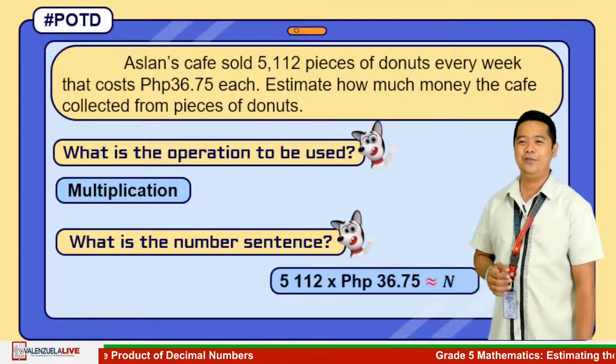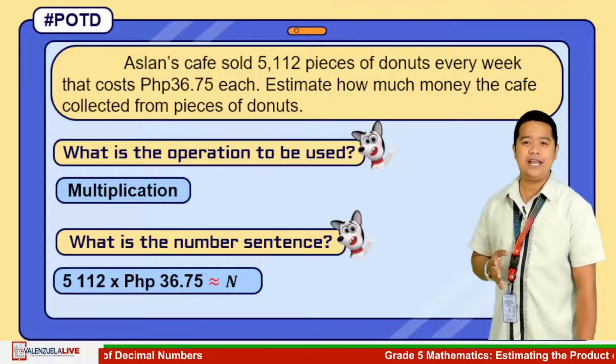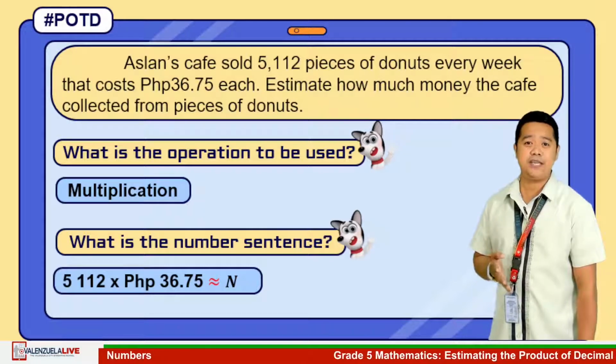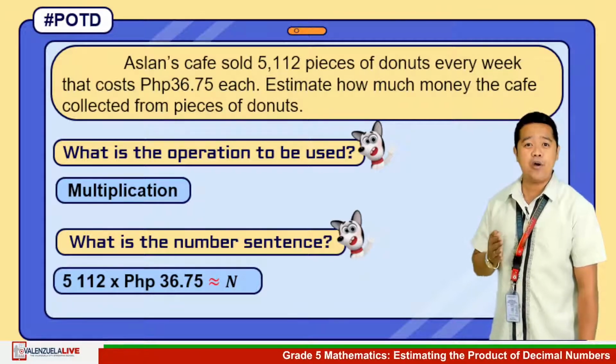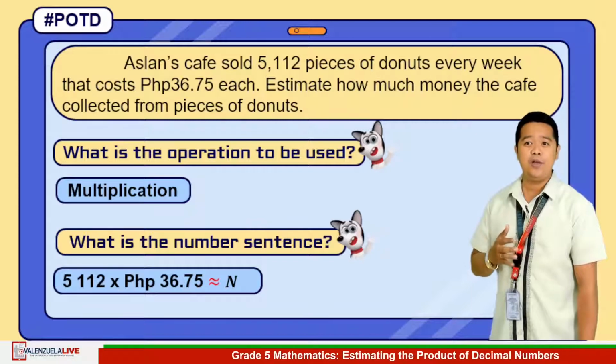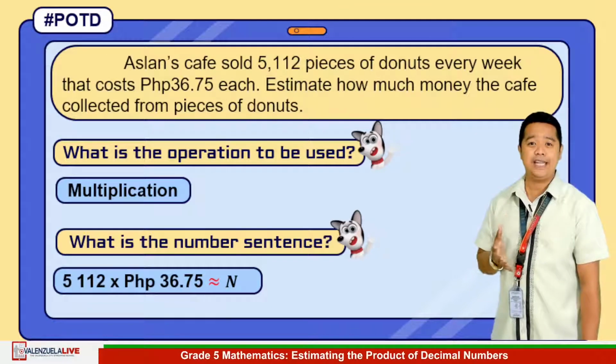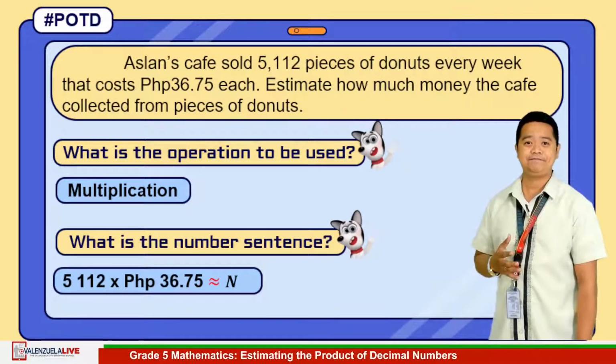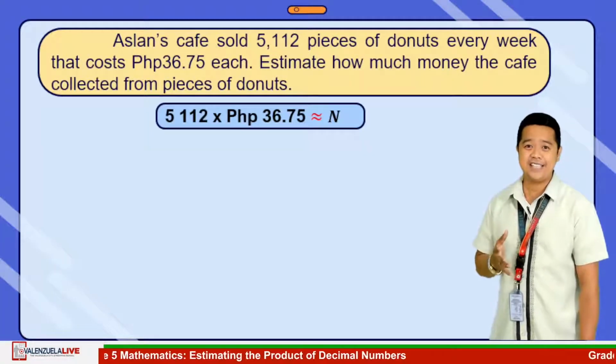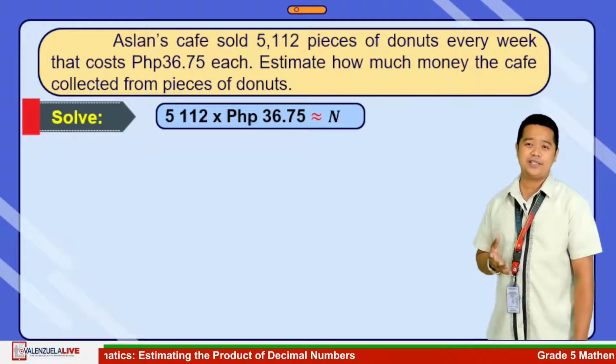Okay, very good. We have 5,112 times 36 pesos and 75 cents approximately equal to N, where N is the total amount collected from the pieces of donut. And then next, we need to solve, of course.